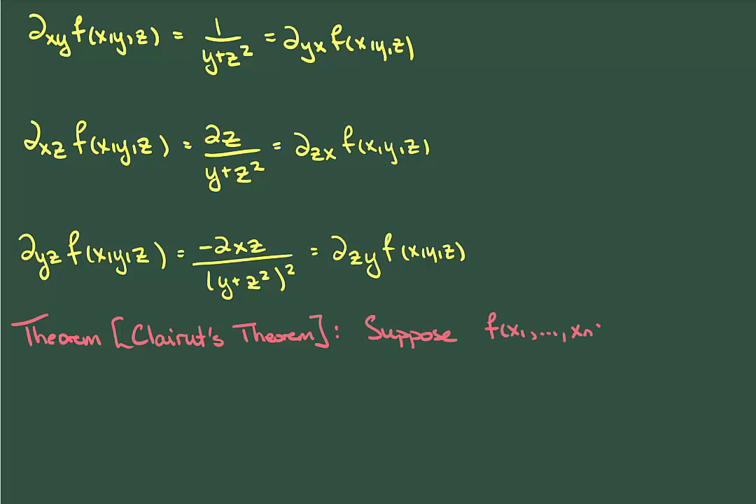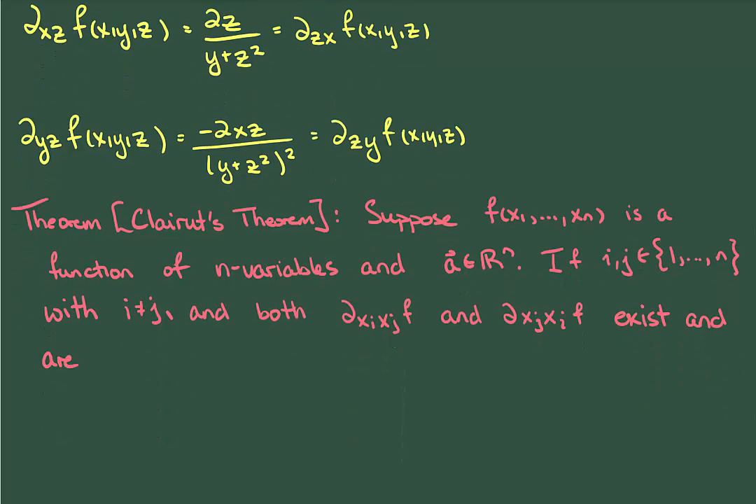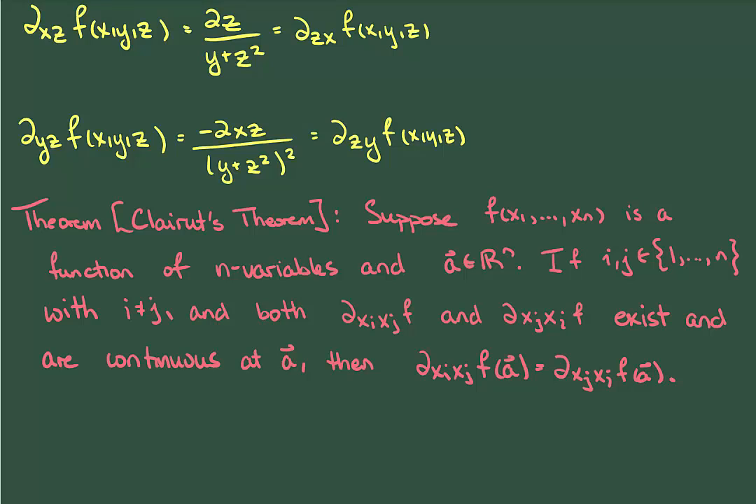Suppose then that f is a function of n variables and a is some point in R^n. If we choose 2 different variables, which I'll indicate by i and j like so, and the second-order derivatives with respect to x_i and x_j both exist and are continuous at a, then they're equal. This is exactly the theorem that we want.